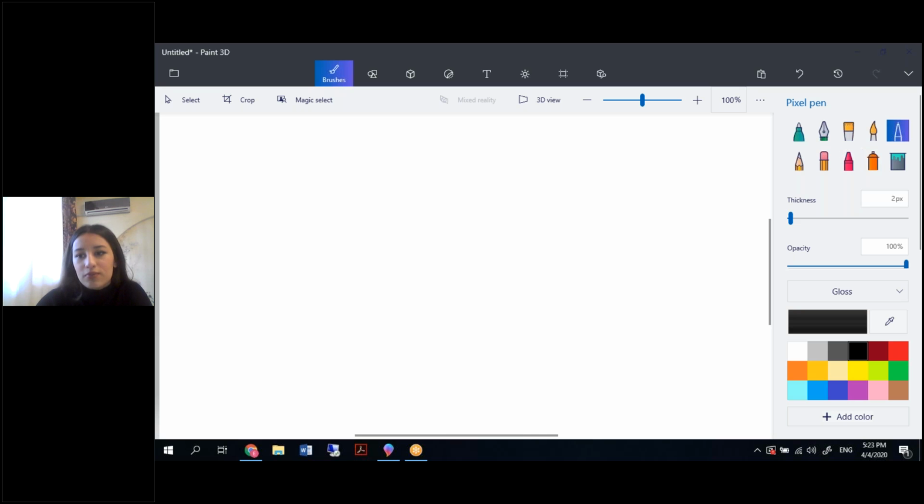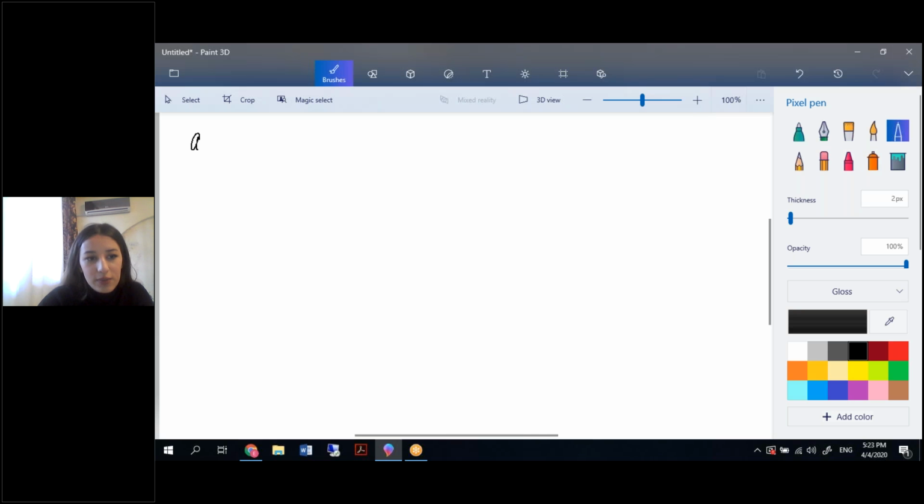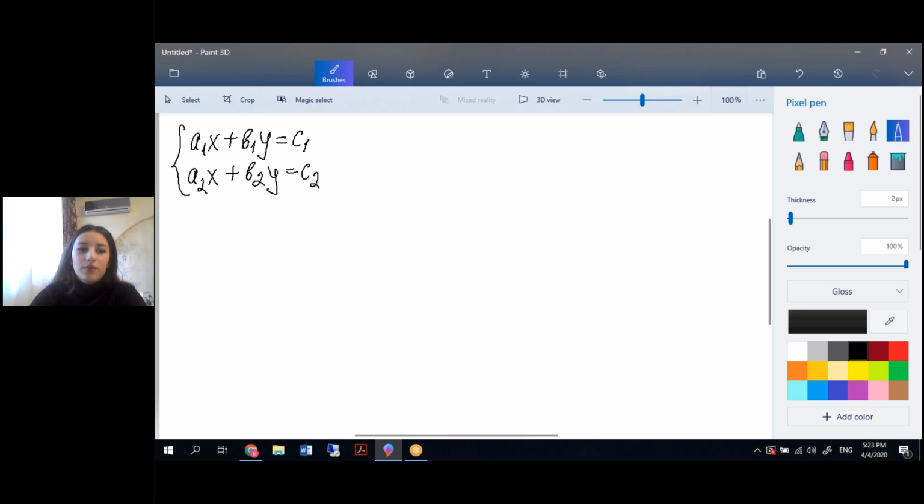Now let's have a look at simultaneous equations such as a1x plus b1y equals c1 and a2x plus b2y equals c2. We have such simultaneous equations where x and y are unknowns, and a1, b1, and c1 are coefficients of the first equation, a2, b2, and c2 are coefficients of the second equation. Now, they can ask us how many solutions our simultaneous equations have.